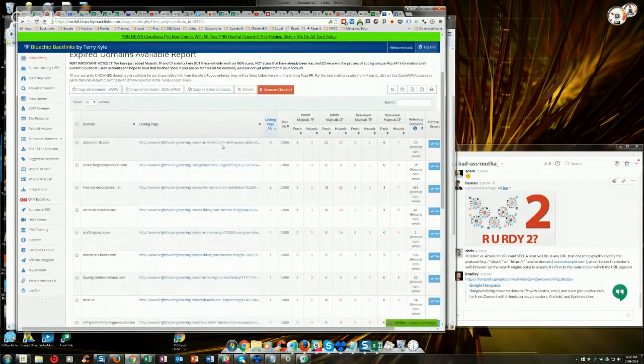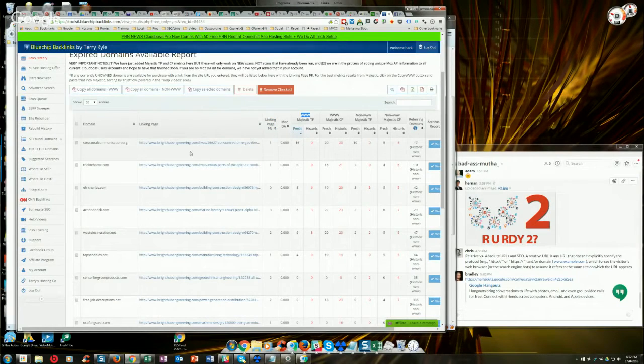I don't really make a whole lot of judgment calls on it, but it is still nice to know. I could also sort by Majestic trust flow. Usually the www version of a domain has a higher trust flow score than the non-www version. So just so you know that.